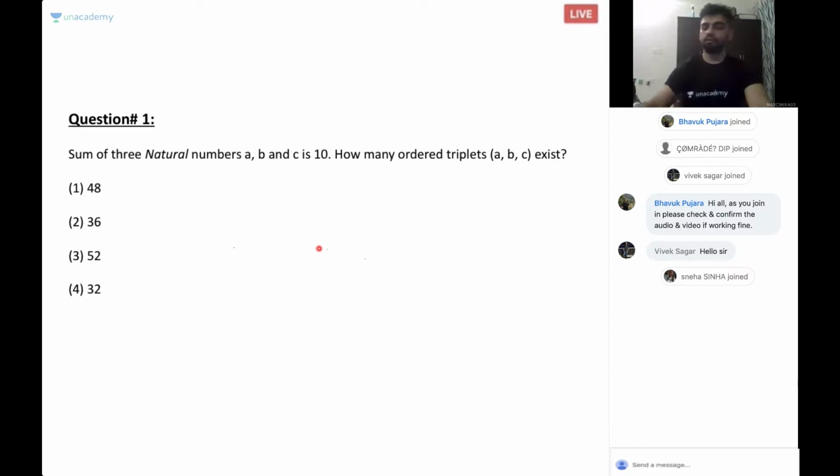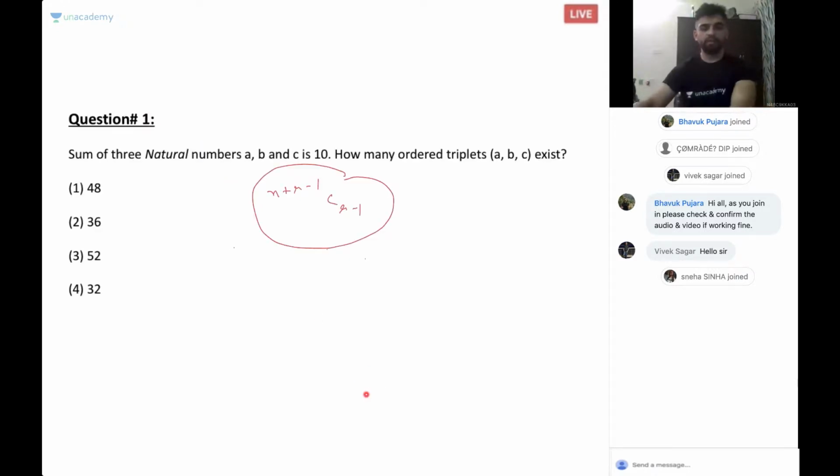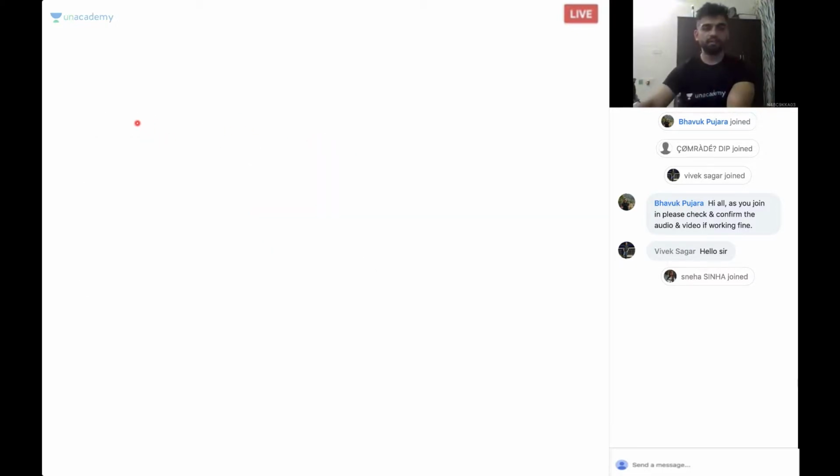Okay, let's see how to solve this question. We're going to visualize what is happening in the question. There's a simple formula, n plus r minus 1 C r minus 1. But if you're not able to recall this formula in the exam, let's visualize and simplify this whole question and try to solve it. So what is happening here is that the sum of these three numbers is 10. We draw these 10 bars on the screen: 1, 2, 3, 4, 5, 6, 7, 8, 9, 10.